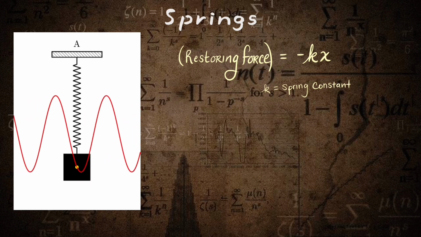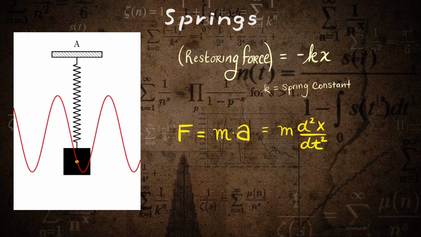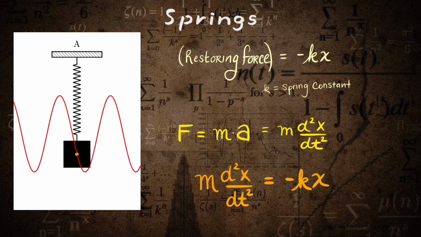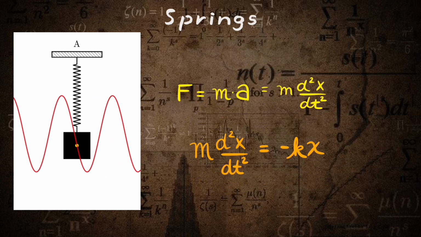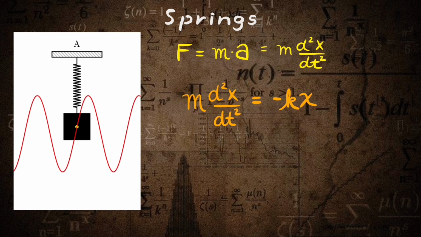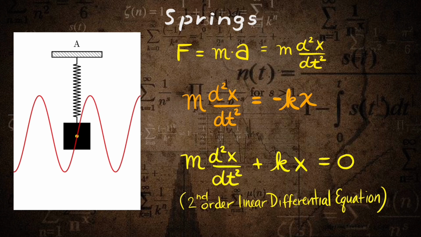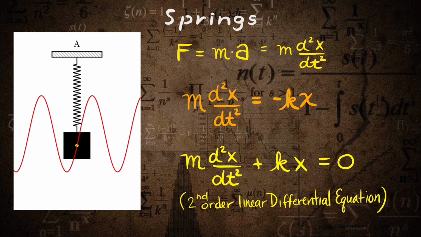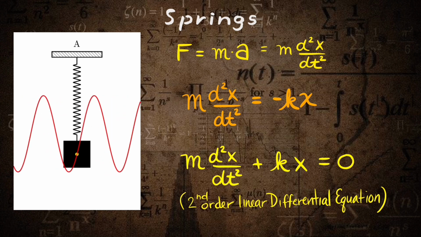proportional constant k, negative k times x, x being the distance that the spring is moving. So force is equal to mass times acceleration, or mass times the second derivative of position with respect to time. And setting that equal to this proportional value negative k times x, we create a second order differential linear equation. And this would be an example of a homogeneous equation because it is set equal to 0.